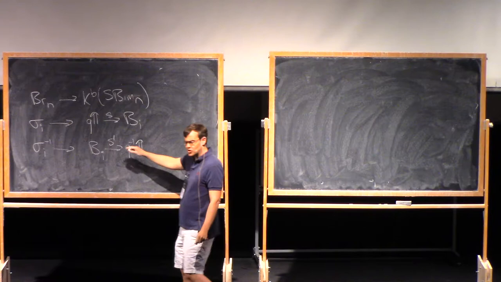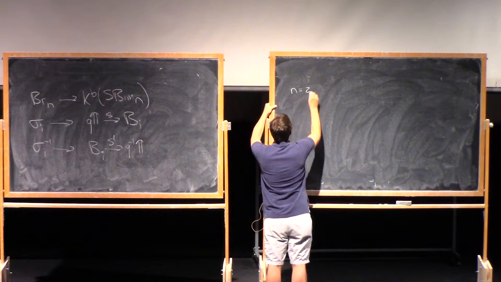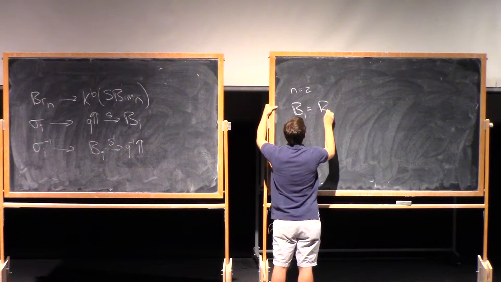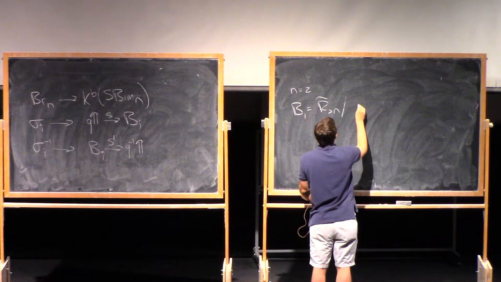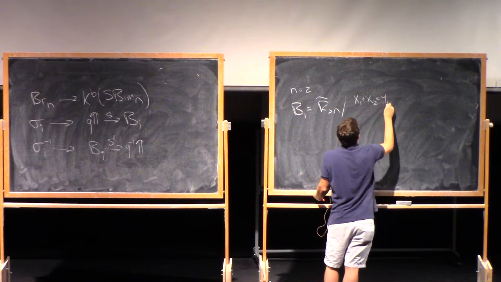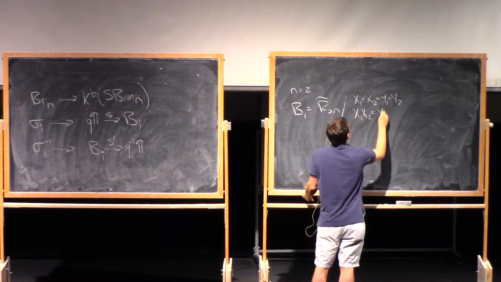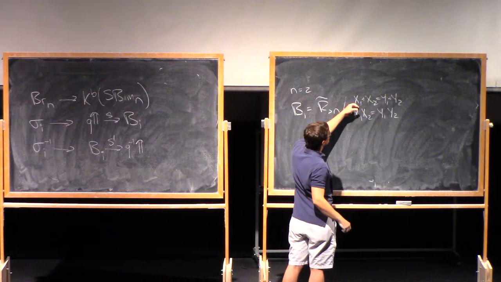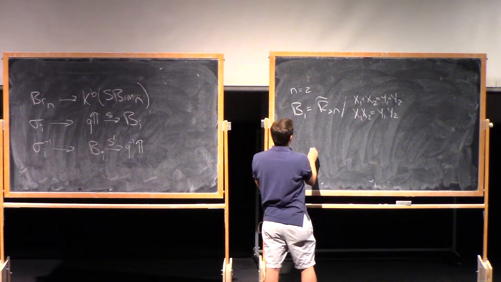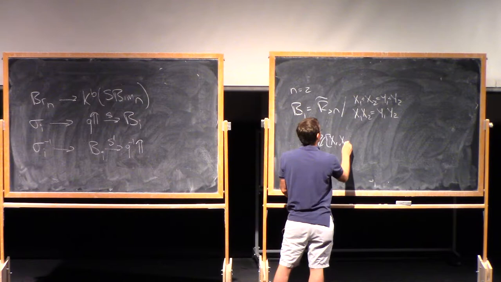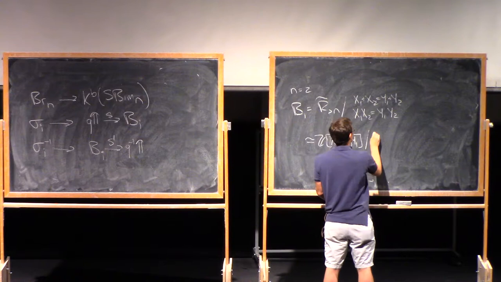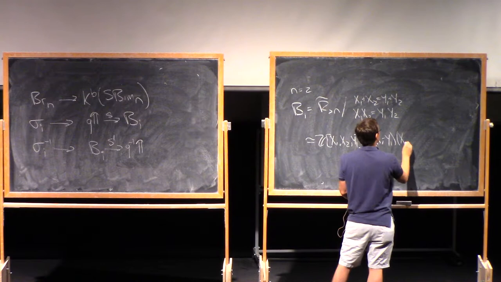So I have to tell you what these maps are. And to do that, let's just work in the case n equals 2. So for example, B1, that's R2n modulo these relations: x1 plus x2 is y1 plus y2, and x1 x2 is y1 y2. But I could just use this to eliminate y2. This linear relation means I can just get rid of y2. This is the same thing as the ring Z of x1, x2, y1, modulo the relation that x1 minus y1 times x2 minus y1 is 0.